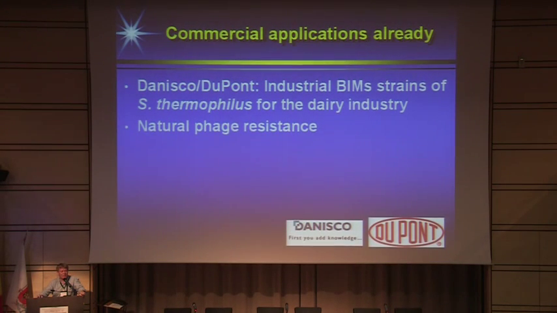So there's already commercial application for the CRISPR-Cas system, and Danisco DuPont, who have been long-time collaborators with us, have already introduced BIMs to make cheeses using the CRISPR-Cas system. And this is natural phage resistance, because as I showed you, you can take a phage and the bacterium Streptococcus, select your BIMs, and if you do it multiple times with different phages, you're going to acquire multiple spacers, and you're going to have a very phage-resistant strain.